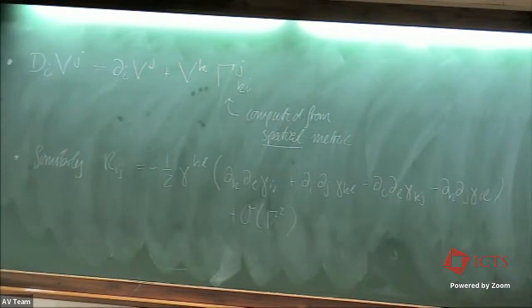What do we have to do next? We've defined all kinds of variables. We've decomposed our variables into spatial and normal parts. Now we need to decompose the equation. Okay? And at the heart of Einstein's equations is the Ricci tensor. So we need to decompose the Ricci tensor into spatial parts and normal parts.